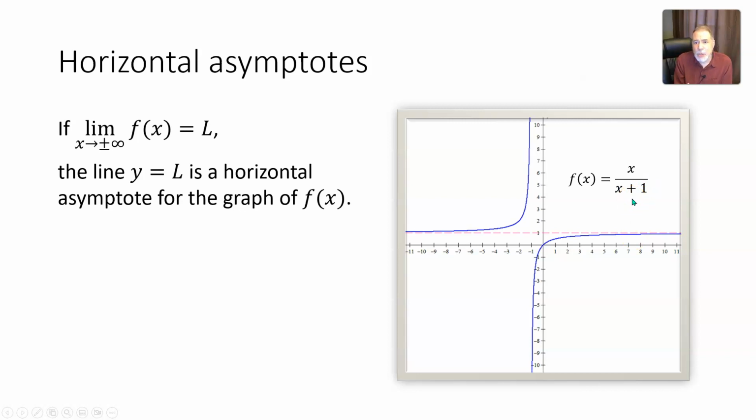Remember, an asymptote is a straight line that a curve approaches. So the graph of this function never completely straightens out, but as you go further and further off to the right or to the left, it looks more and more like it's just a straight line. That particular straight line, y equals 1.